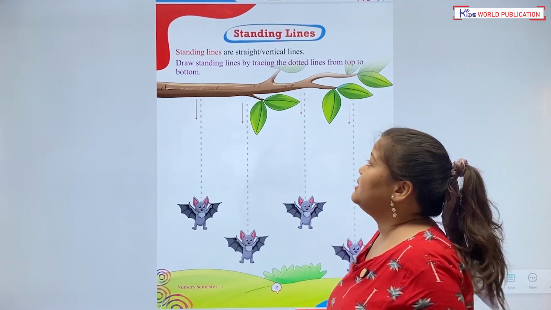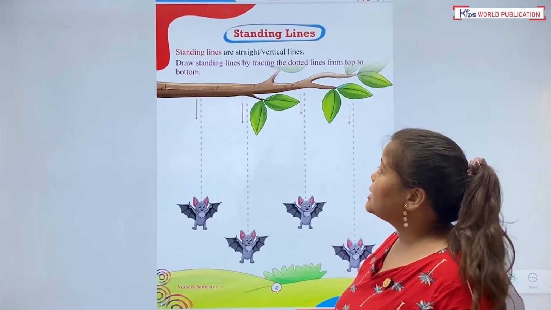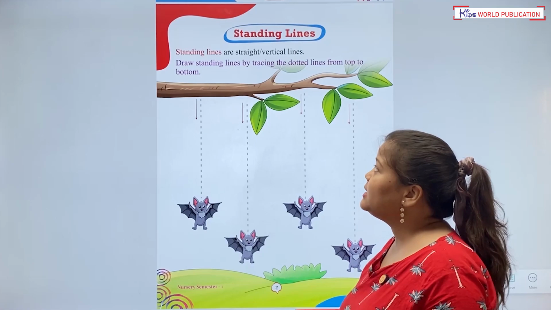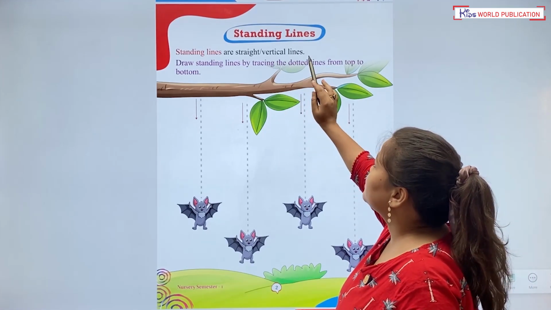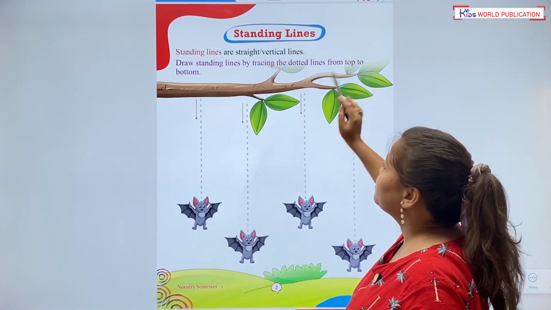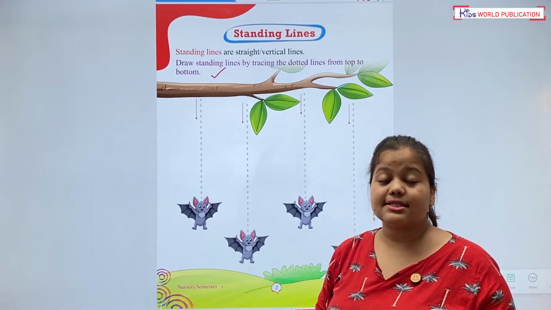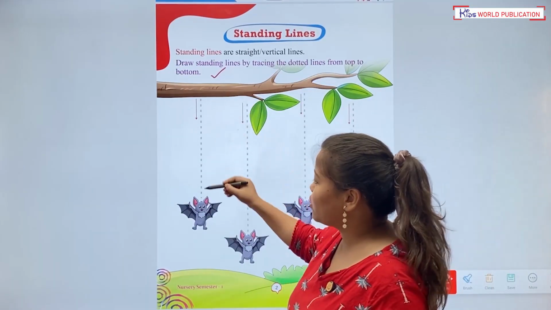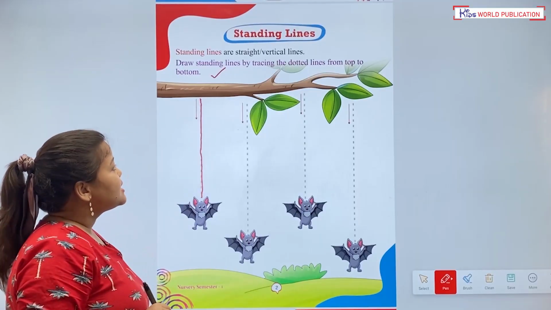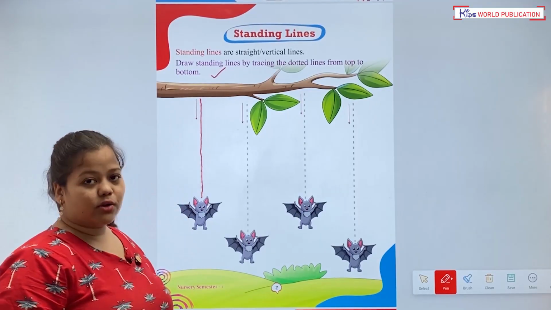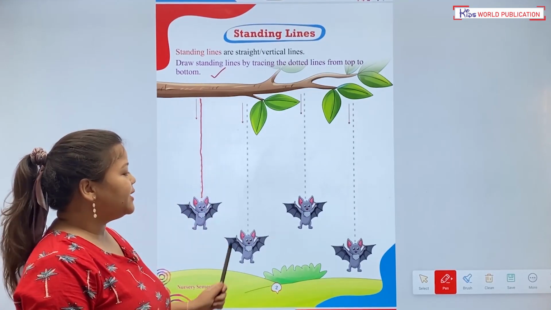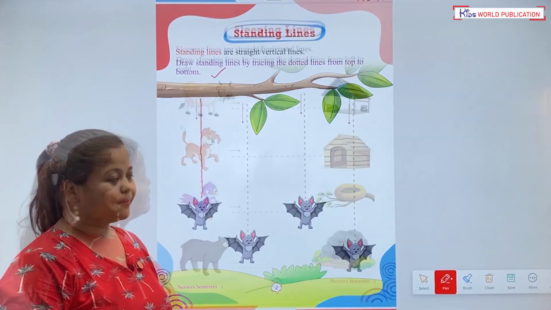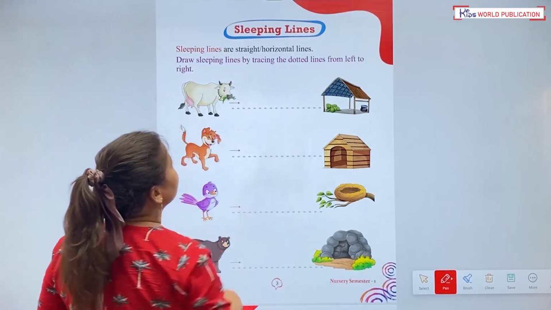Standing lines. Standing lines are straight vertical lines. Draw standing lines by tracing the dotted lines from top to bottom. So kids, we will draw the standing line by tracing the given dotted lines. So kids, this is how a standing line looks, and you will complete the rest of the standing lines by tracing the dots.